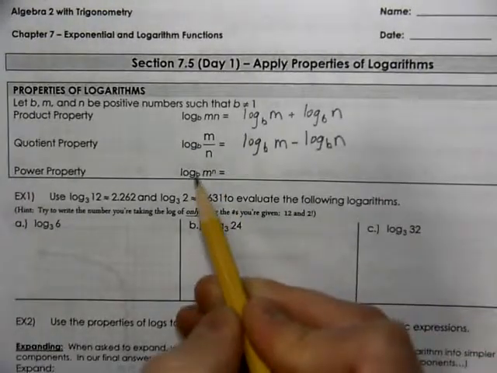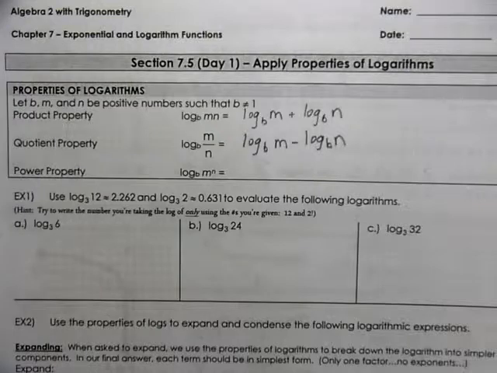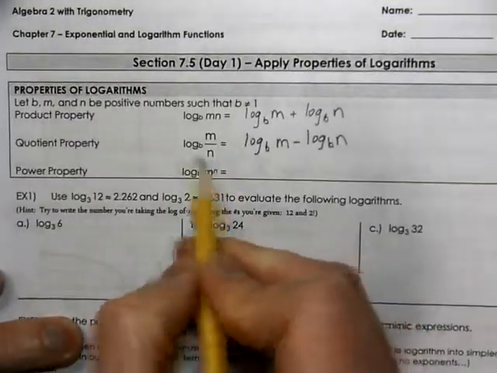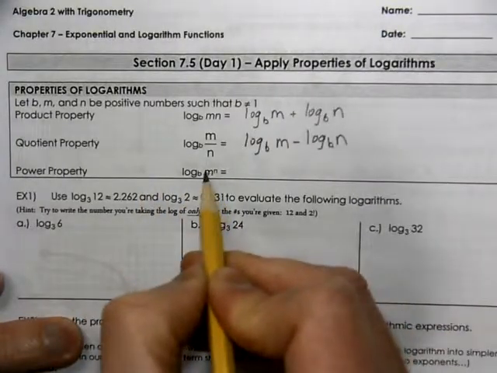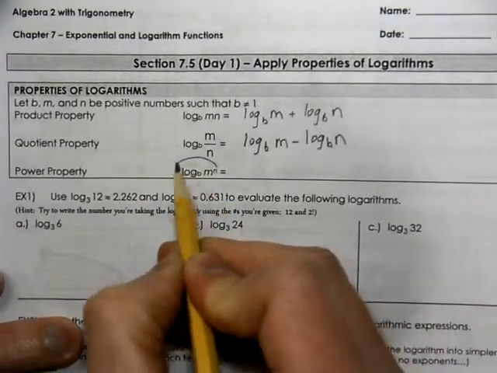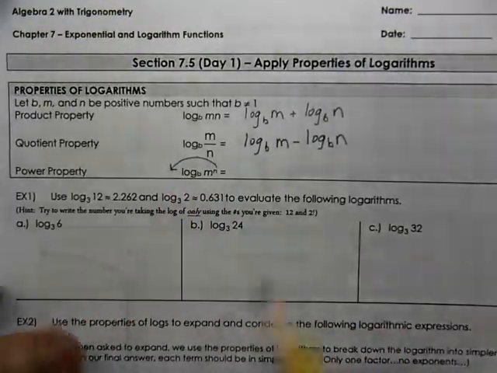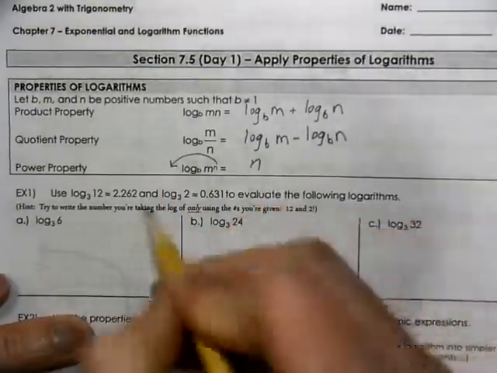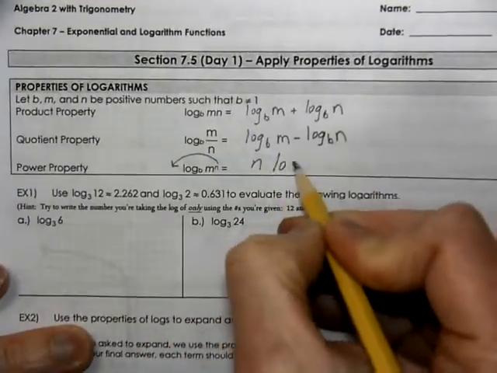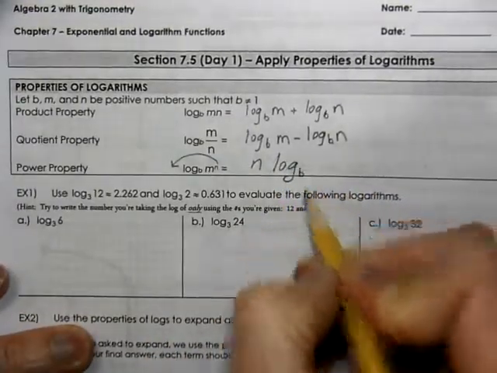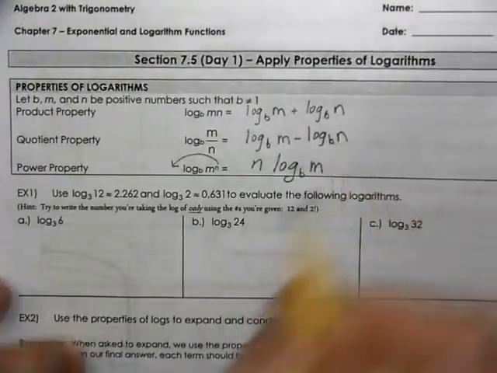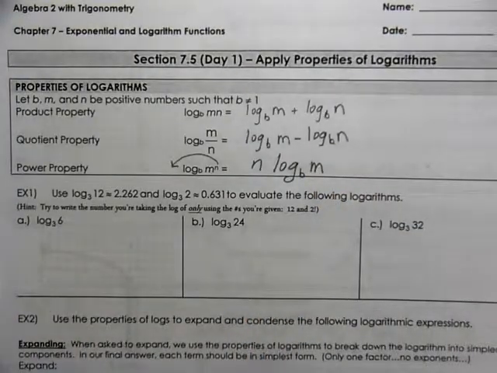Now this one's a little bit different. What do we do when we raise a power to the power? What happens to those exponents? We usually multiply them. So here, we're not going to multiply necessarily the m and the n, but we are going to multiply the logarithm by the n. So we bring the n to the front of the logarithm. Still has a base of b to the m. There is no exponent. Exponent's 1 in that case.